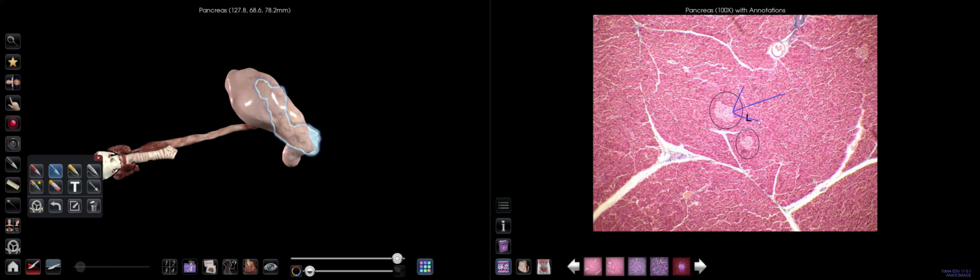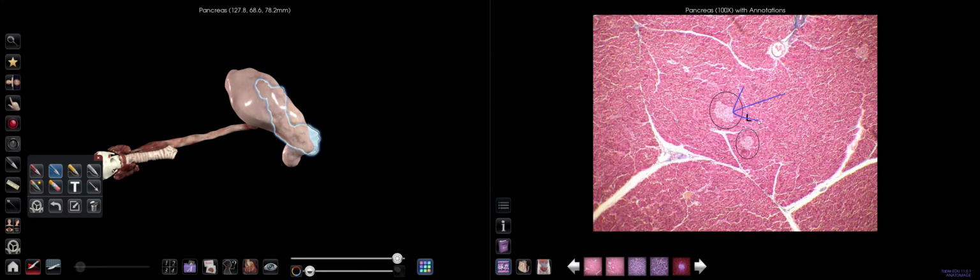Then we have the beta cells, which are also within the pancreatic islets. Remember, the beta cells produce insulin. And what does insulin do? Insulin is going to decrease blood glucose levels. It's going to open up the lock, open up the door, so that glucose can go into the cells. It could be muscle cells and other cells of our body, of course.